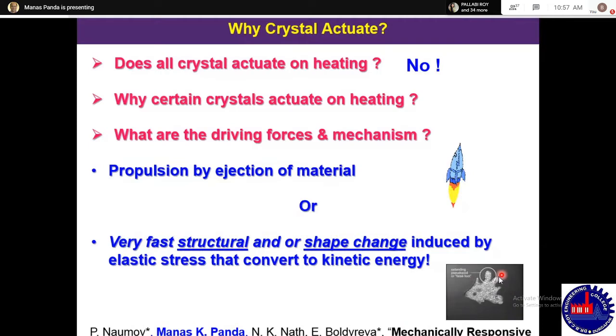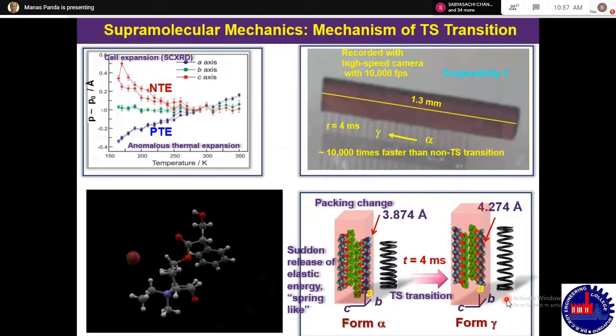Another principle is like the amoeba principle, the way an amoeba moves from here and there. Because of the structural change or shape change, once the shape change happens, it can store elastic energy, and that can be converted to kinetic energy. I'm not going into the details, I'll just briefly summarize that these jumping crystals are a result of structural phase transition, which is very similar to spring-like expansion. Over here, you can see spring-like expansion in a very small period of time.